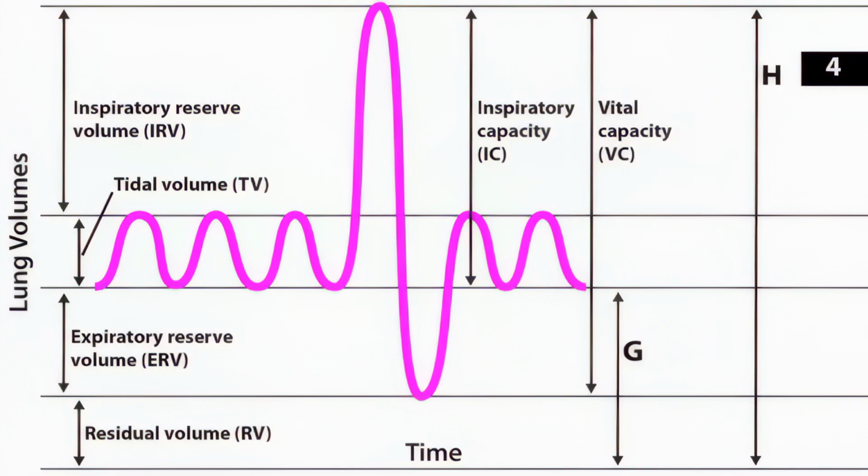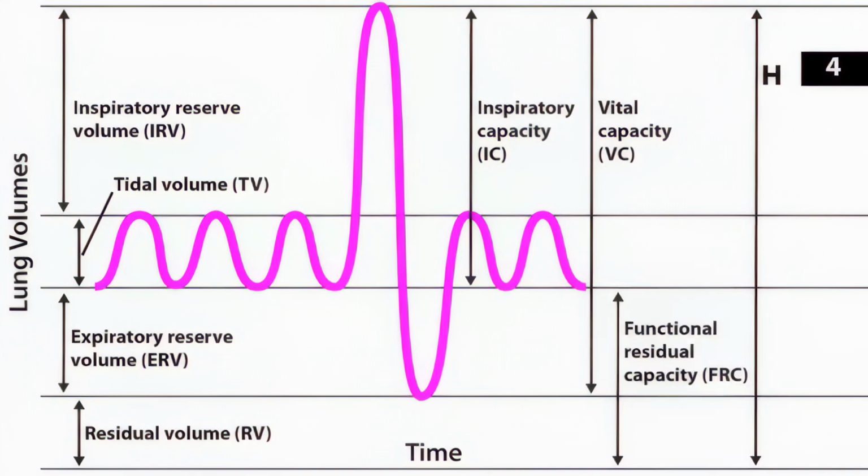F is the vital capacity. This is everything except the residual volume. So you breathe in as deeply as you can, and then you blow out as much as you can, and that's the vital capacity. It can also be expressed as the expiratory reserve volume plus the inspiratory capacity.